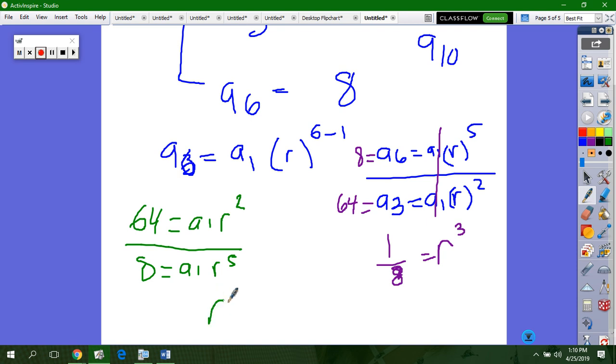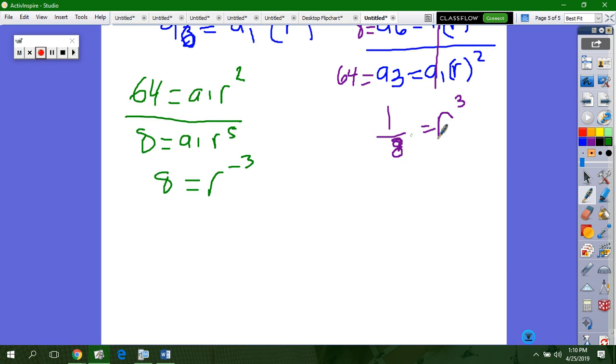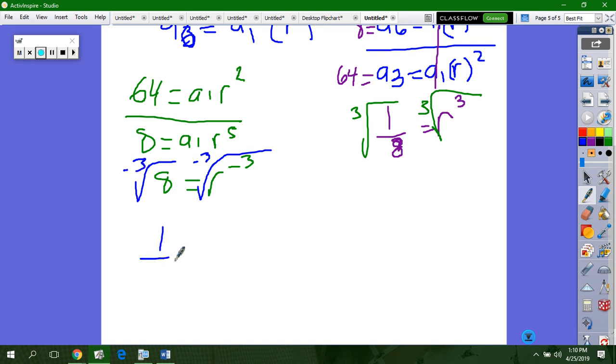So this is r to the negative 3 equals 8. Right? This is r cubed equals 1/8. And all you would have to do is here I would take the cube root. Over here, what would I do? Take the negative cube root. Which is 1/2.